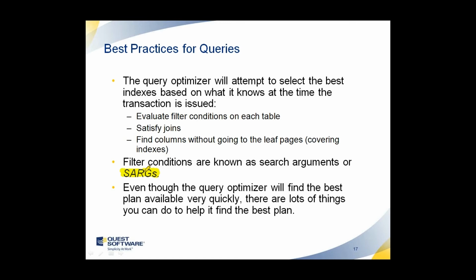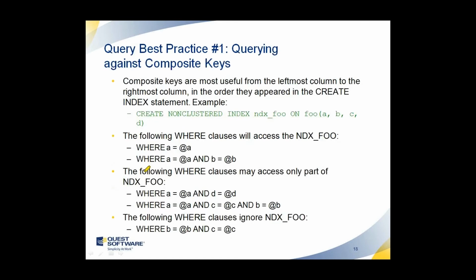So let's talk about some ways you can help the query optimizer figure out what kind of data to get and how to get it. One thing I definitely like to point out is that there's a little bit of confusion about composite keys. What I mean is, let's say, for example, we have created an index on 4 columns: A, B, C, and D.